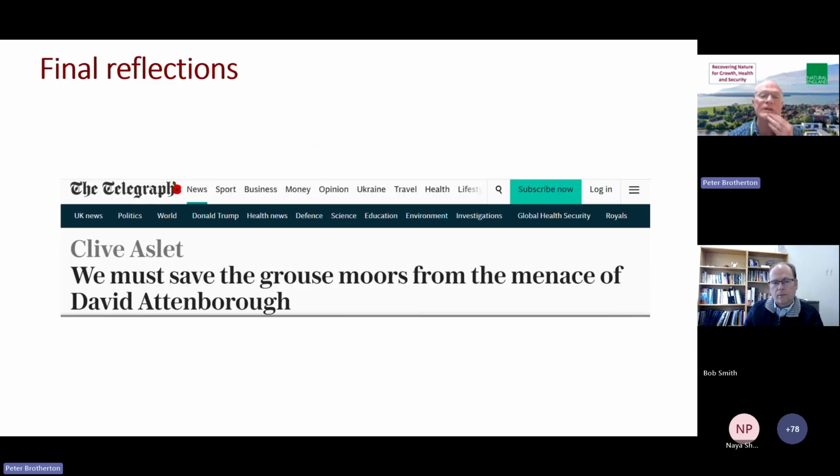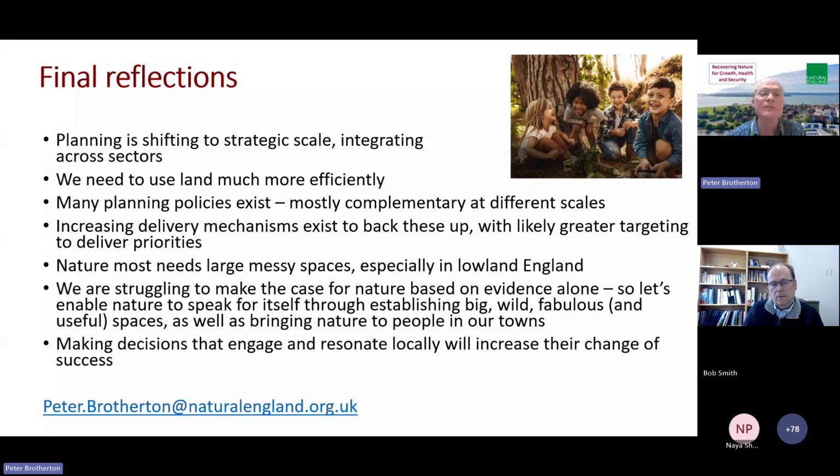So just a few final reflections. Don't take anything for granted. I mean, how dare they, the Daily Telegraph? We need to remember that the case for nature, although people keep saying it is popular, is still sometimes being challenged. We're seeing a shift from planning to strategic scale, integrating across sectors. We still don't know how to do that very well, and that's what this conference is about. We certainly need to make use of our land and seas far more efficiently if we're going to get what we need and fulfill that ambition set out in the land use framework.